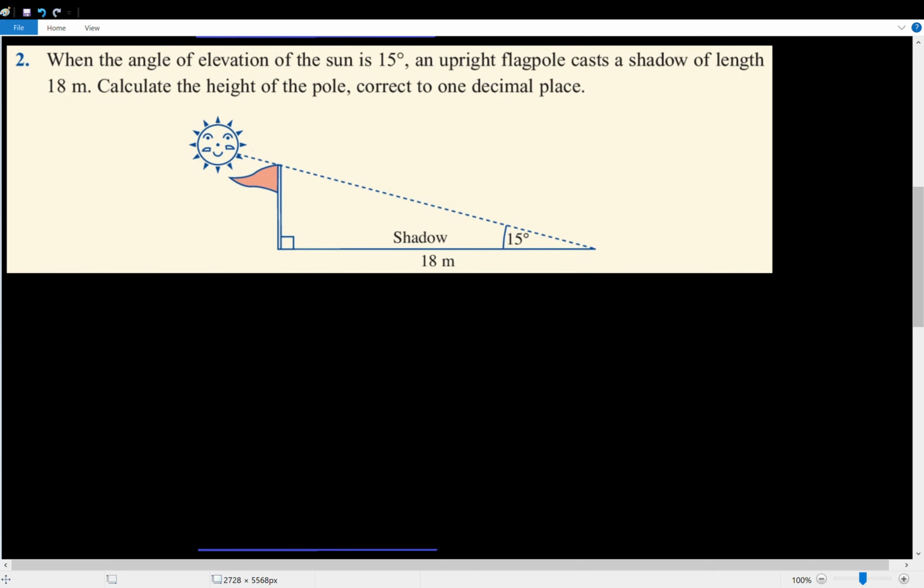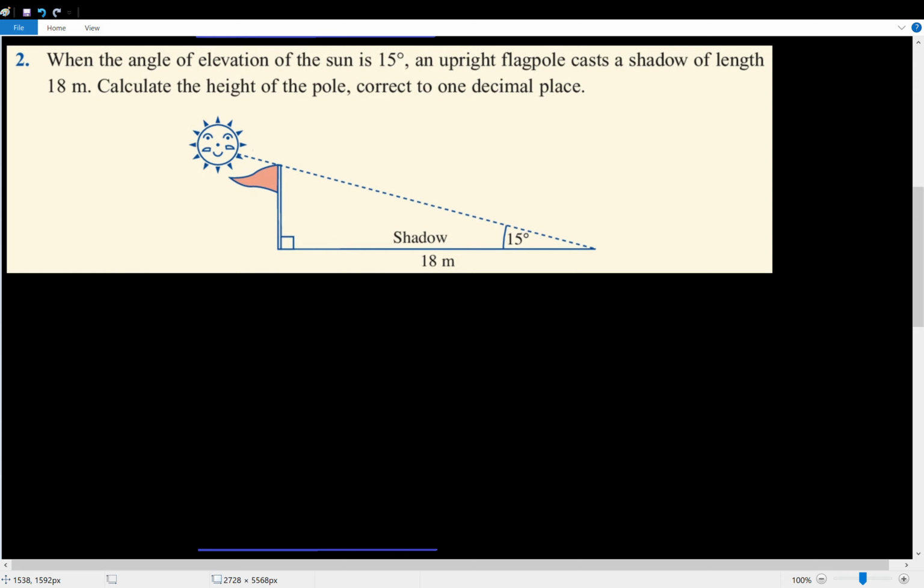This is question 2 from exercise 4.3 in Project Maths 3A. When the angle of elevation of the sun is 15 degrees, an upright flagpole casts a shadow of length 18 meters. Calculate the height of the pole correct to 1 decimal place.